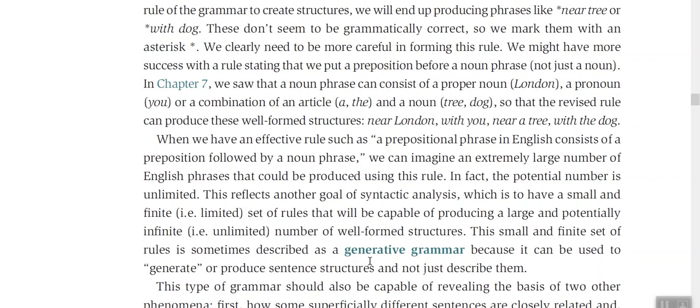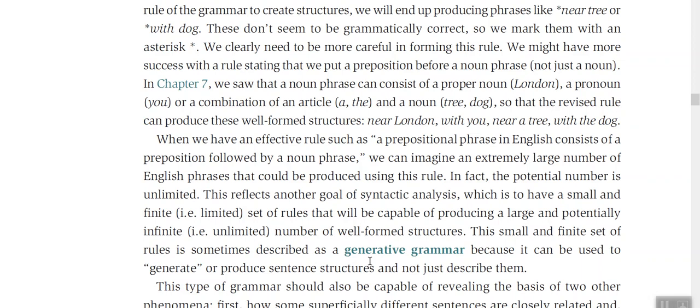Generative grammar was coined by Noam Chomsky. It's proposed by Noam Chomsky. Okay, Noam Chomsky, a linguist, and he's not only a linguist. He's a pragmatist. He is a mathematician. Even he is a politician nowadays. He's still alive, Noam Chomsky. So he has created this term generative grammar.